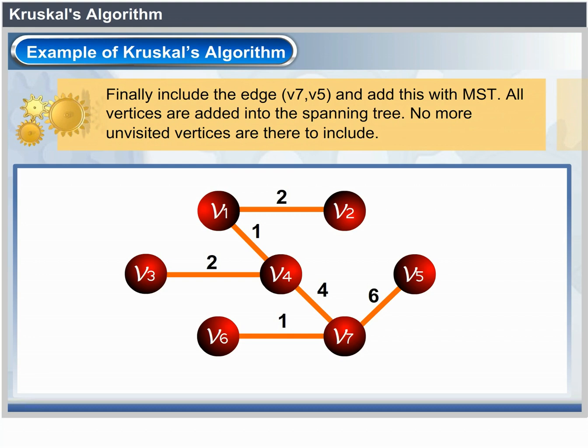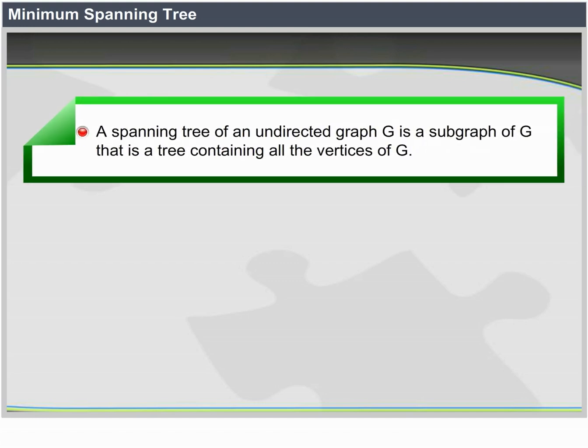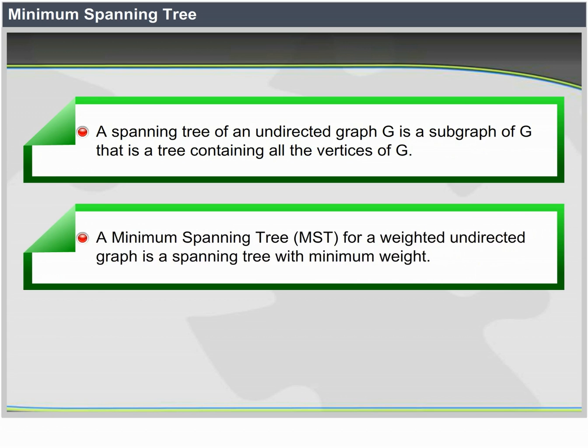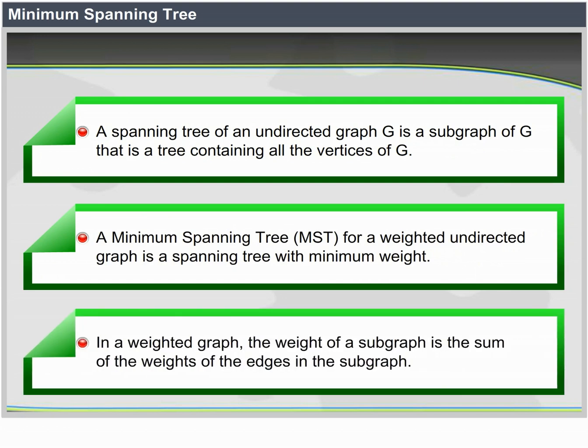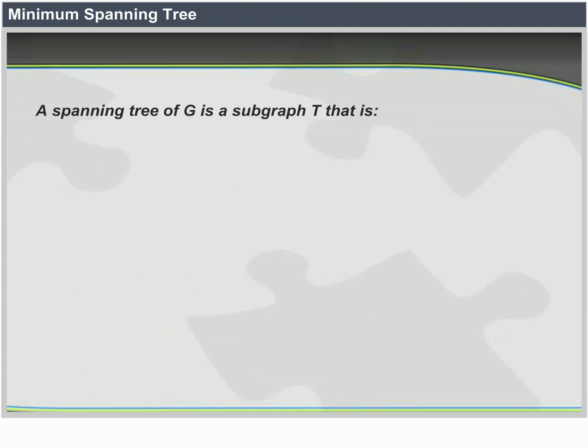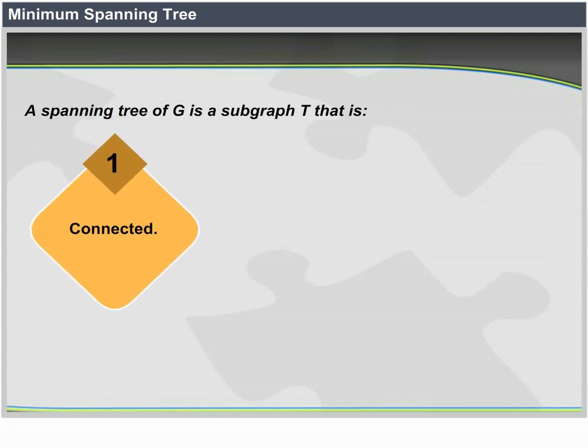Minimum spanning tree. A spanning tree of an undirected graph G is a subgraph of G that is a tree containing all the vertices of G. A minimum spanning tree, MST, for a weighted undirected graph is a spanning tree with minimum weight. In a weighted graph, the weight of a subgraph is the sum of the weights of the edges in the subgraph. A spanning tree of G is a subgraph T that is connected, acyclic, and includes all of the vertices.